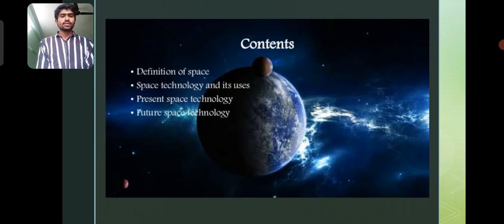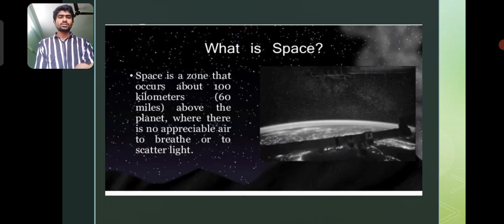What is in this PDF and the PPTs? The content is defined in this PPT. The definition of space, what is space, is given in the first PPT, followed by space technology and its uses, and the present space technology and future. The past, present and future technologies of space are digitally shown in these PPTs by information technology. How it is used.